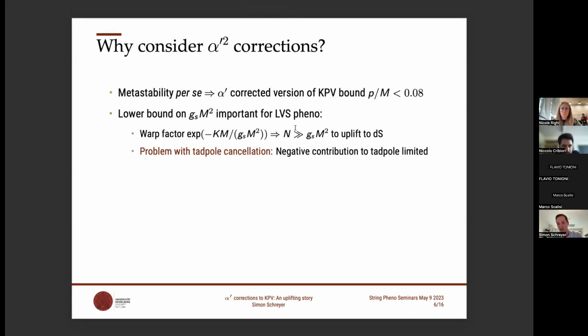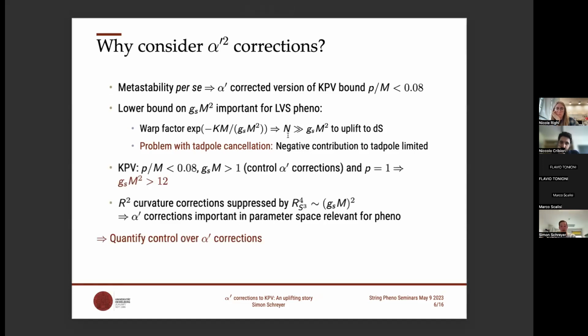But this flux in the throat contributes positively to the tadpole. So due to tadpole cancellation, we need to cancel this by a negative contribution. And this negative contribution to the tadpole is usually limited, especially in type 2b constructions. So the smaller this quantity GSM can actually be, the smaller also the flux in the throat can be that we have to put there, which is then good to be able to cancel the tadpole.